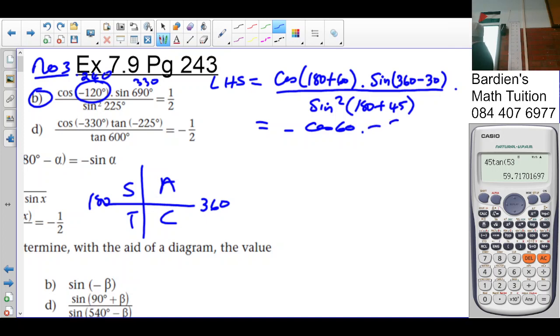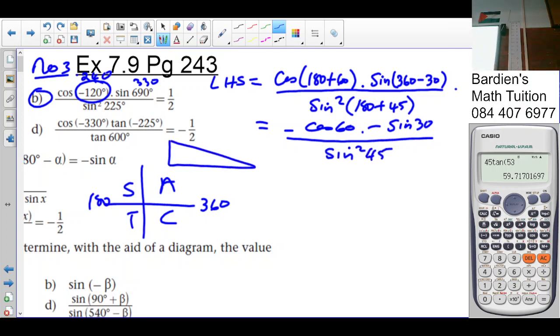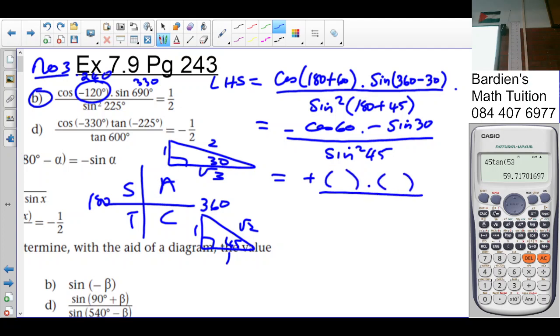Negative. Sine 30 over 180 plus, which quadrant is that in? Third quadrant. Is sine positive or negative? But because it's squared, it remains positive. 30, 60 and 45, you take it to the triangle. There's 1, 2, root 3. 45: 1, 1, root 2. Negative times negative, of course, is positive. Ultimate answer is positive. Cos 60 times sine 30 over sine squared 45.